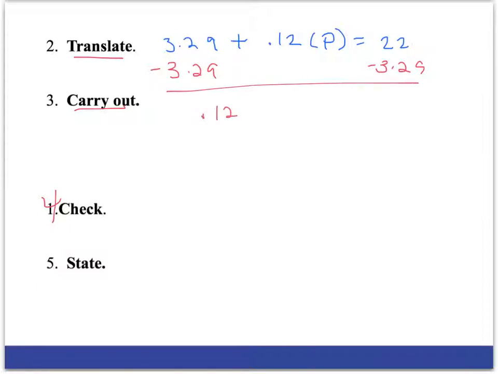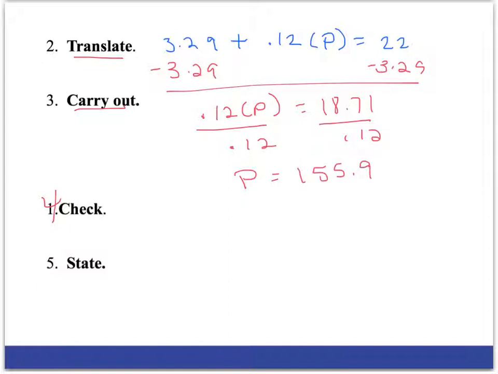So now I have 0.12 times our number of pictures, and then we have 22 minus $3.29. So it gives me $18.71. I'm going to divide both sides by 0.12. So the number of pictures that we could get is going to equal somewhere around 155.9. Now, here's where it gets a little tricky. You want to say 156 because you just want to round, but you can't have part of a picture. But 156 would probably take us over the amount, remember? So we have to be careful.